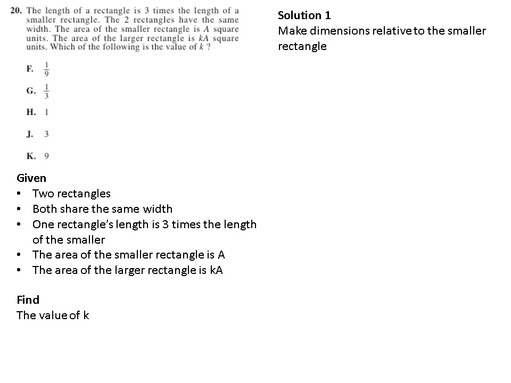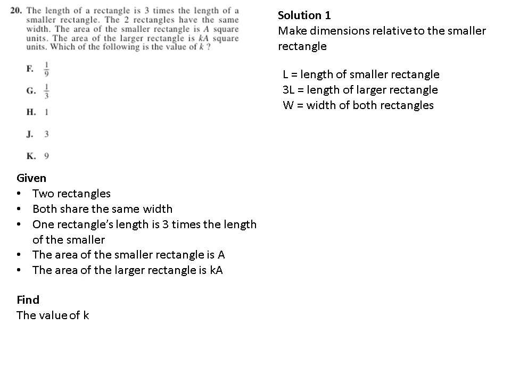So there's two ways to go about this. The first is we'll do everything algebraically, and we'll make all the dimensions relative to the smaller rectangle. So we declare L as the length of the smaller rectangle, and from our given information, we're told the larger one has a length 3 times that of the smaller, so we'll call 3L the larger rectangle's length. And we're also told they share the same width, so we can just use W as our width for both rectangles.